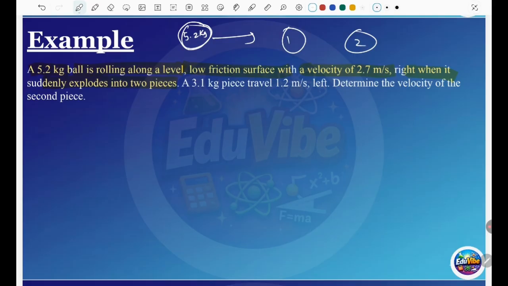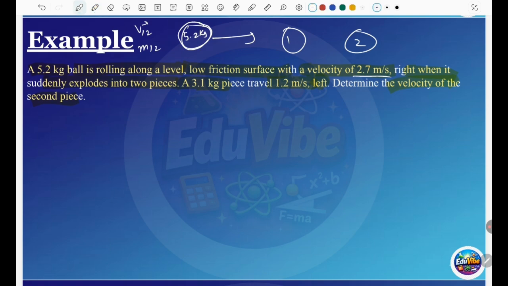That 5.2 kg is the mass of both pieces together, and the velocity which is mentioned is also of both together. Now they have separate pieces. They break apart, and the first one is a 3.1 kg piece that travels left at 1.2 meters per second. Determine the velocity of the second piece.